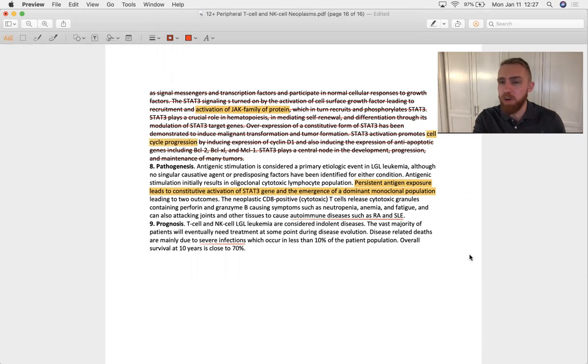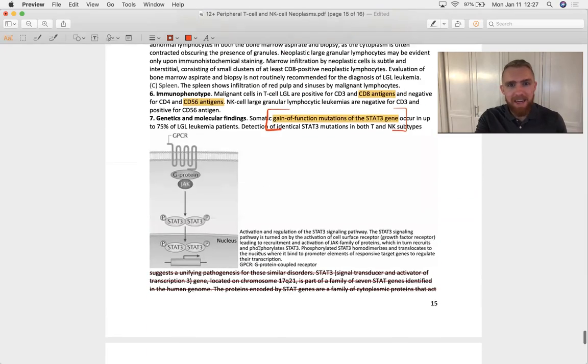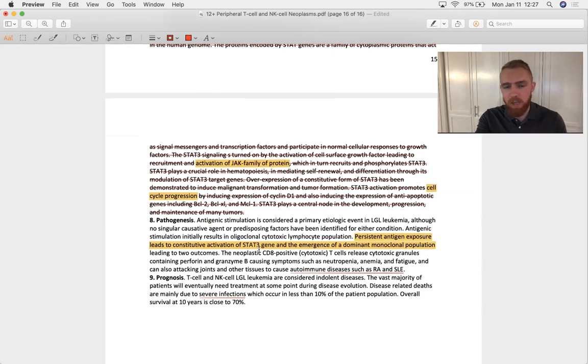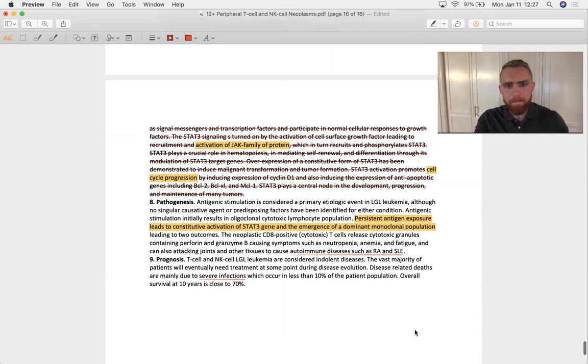So it is related to cell cycle progression. There we go. That's what that STAT3 gene does. JAK protein, cell cycle. And in this particular cancer, it's constitutively active, leading to the emergence of a monoclonal population of cytotoxic T cells or NK cells.